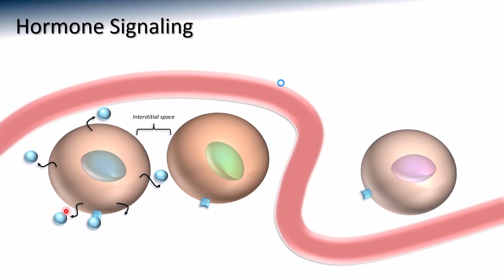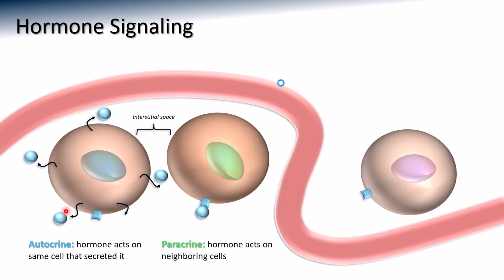Now, if blue is signaling to itself, which they can do, this is called autocrine signaling. The hormone is going to act on the same cell that secreted it. Another option is for that hormone to travel over to its neighbor through the interstitial space. This is called paracrine signaling, where the hormone acts on neighboring cells without jumping into a blood vessel first.